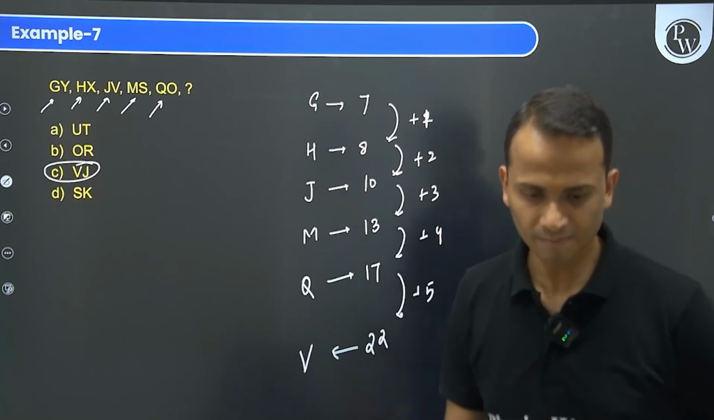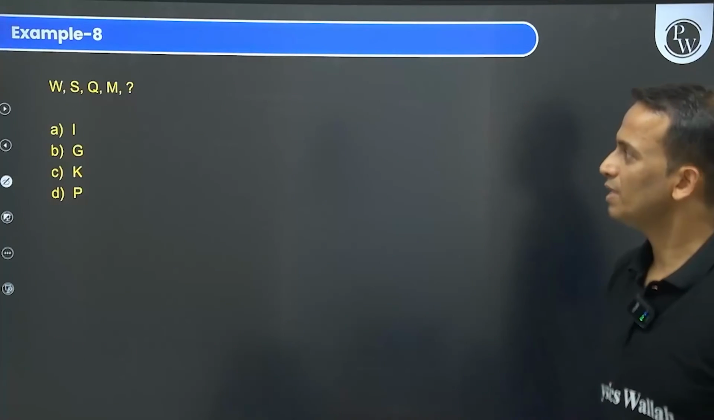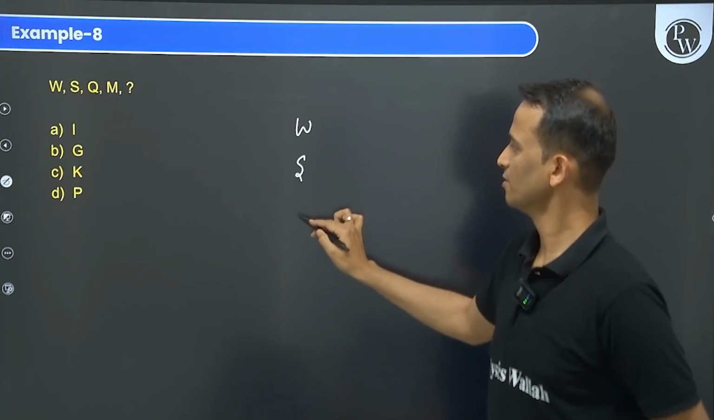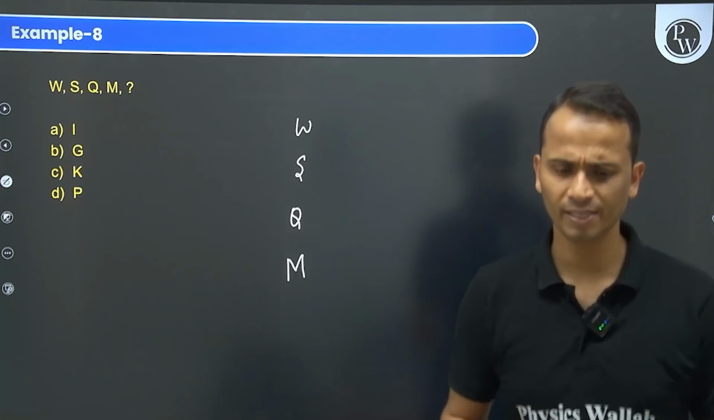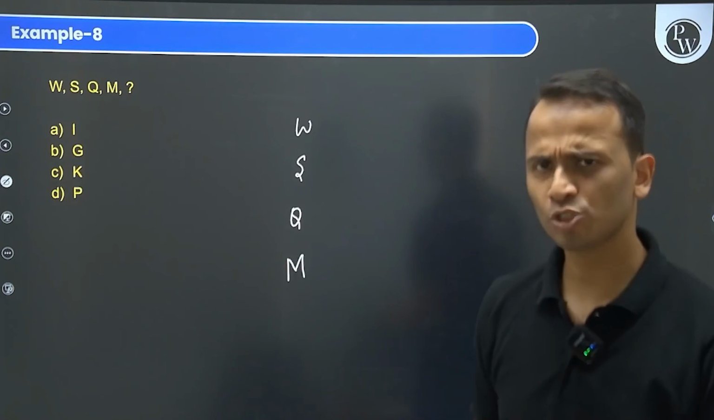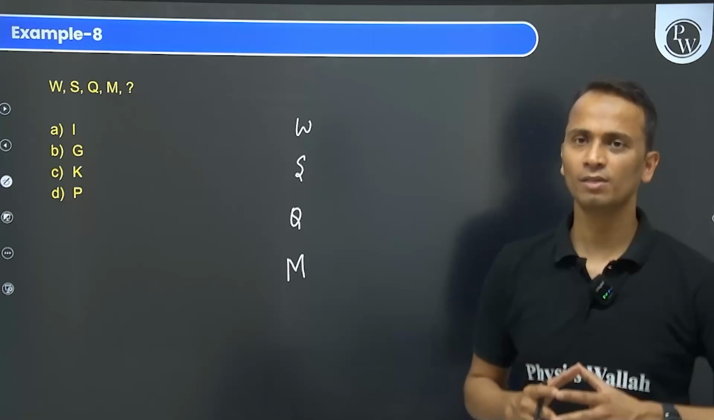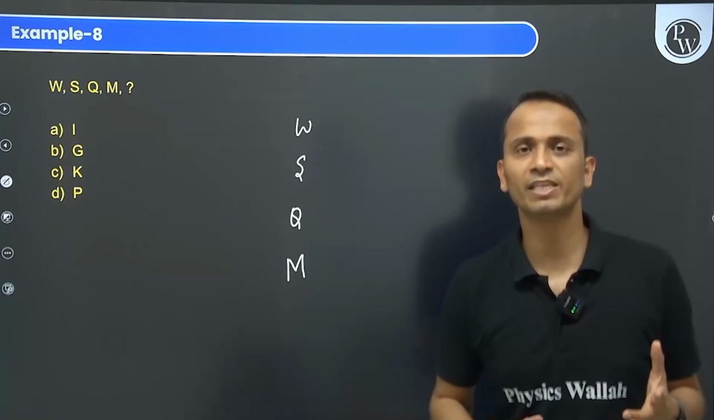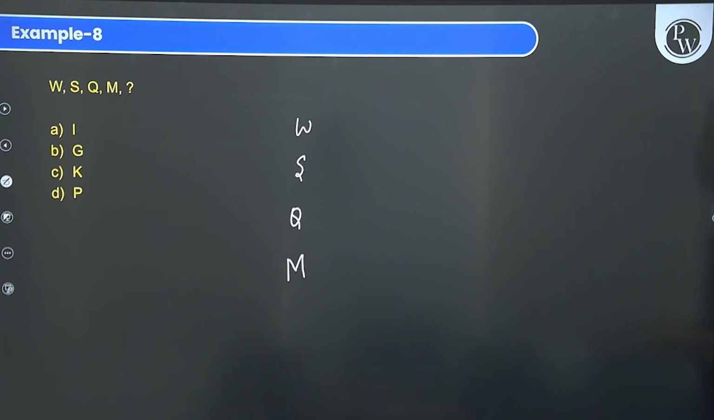Alright, okay, perfect. Now next example, example 8, W, S, Q, M. It is a little bit difficult, okay, but I'm sure some of you will be able to determine the answer. But first of all, what to do? First step should be to convert all these alphabets into their number equivalents. Then it will be easy, observation will be easy.